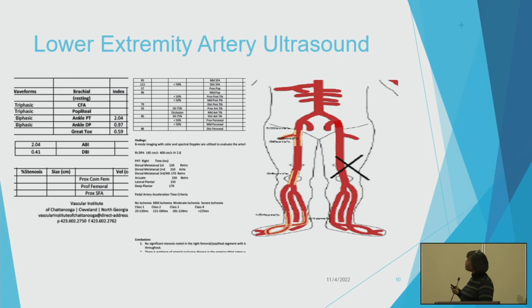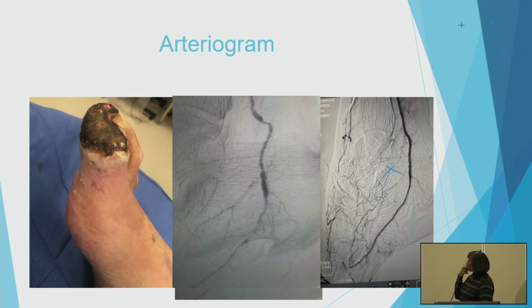So we take him for an arteriogram. What I didn't mention is, before, when we were talking in the office, we like to make our patients take their shoes off so that you can see their feet, because he failed to mention that he had a black toe. That's what they call it, a black toe. But he has dry gangrene of his toe, which is Rutherford 5. And so this is critical limb ischemia.